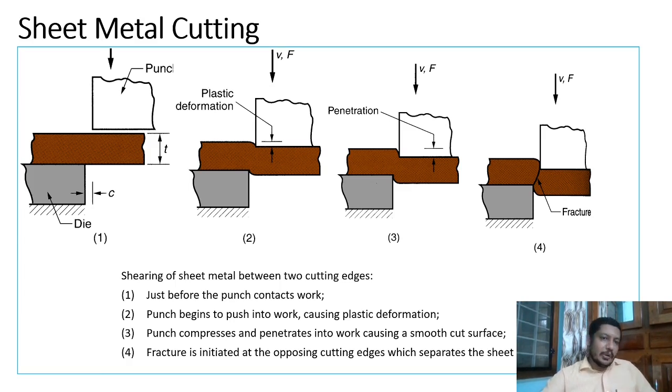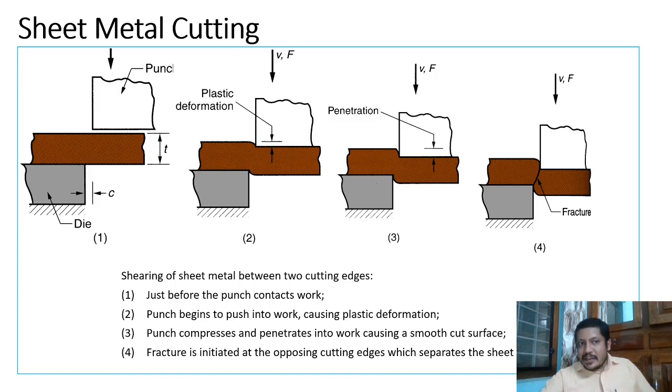to separate it out. Or if you have excess clearance, the edge of the sheet which you are cutting will not have a proper shape. So there are mathematical equations available to calculate the clearance between your die and punch.